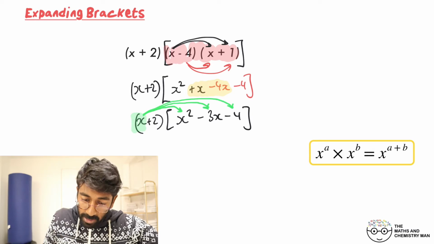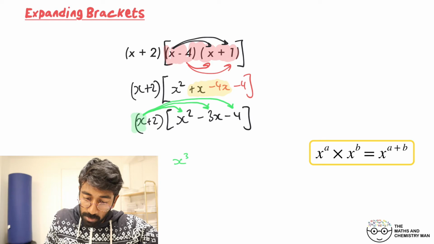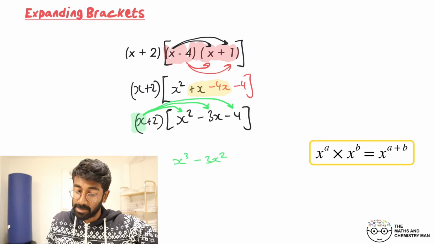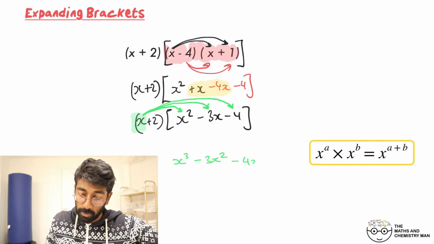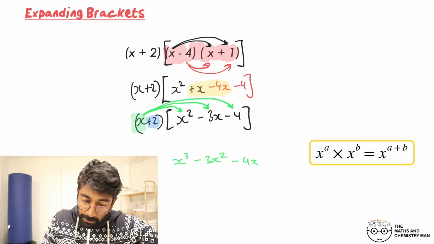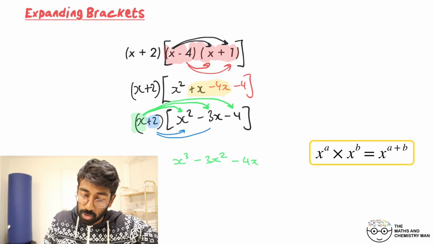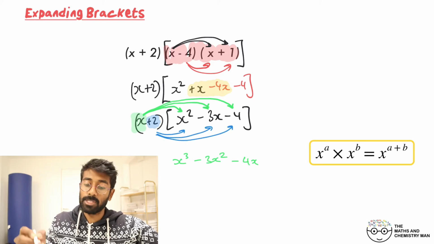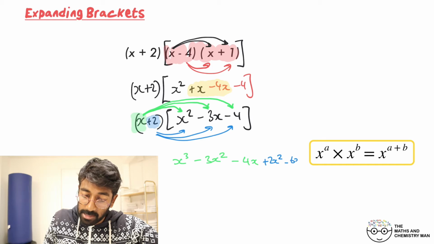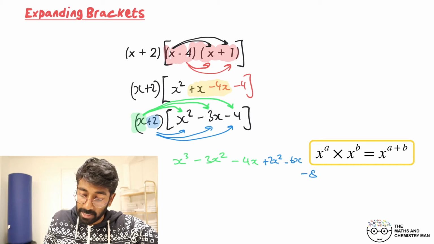So let's do that now. x times by x squared, that's x cubed. Then x times minus 3x, that's minus 3x squared. And then x times minus 4, that's minus 4x. Okay, so that's that done. Now we've got to use the 2 now, and then multiply that through. So 2 times by x squared, 2 times by minus 3, and 2 times by minus 4. So we're going to have plus 2x squared, and then minus 6x, and then minus 8 on the end there.